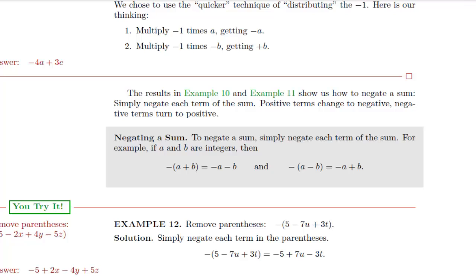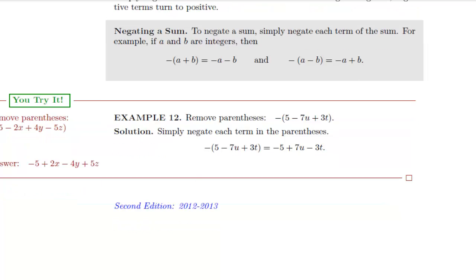Negating a sum. To negate a sum, simply negate each term of the sum. For example, if a and b are integers, then a negative times the sum of a and b equals negative a minus b, and a negative times the difference of a and b equals negative a plus b. Example 12. Remove parentheses. Negative times the expression 5 minus 7u plus 3t. Solution. Simply negate each term in the parentheses. So, 5 plus negative 7u plus 3t becomes negative 5 plus 7u minus 3t.